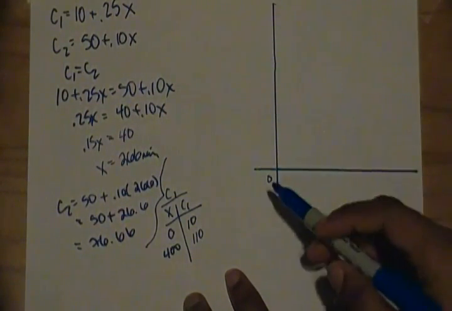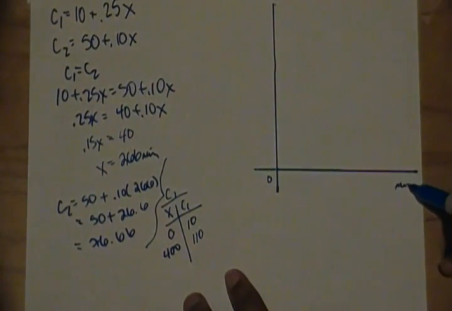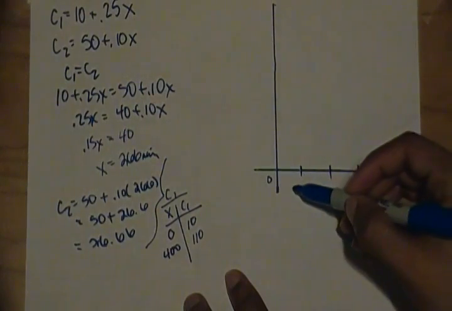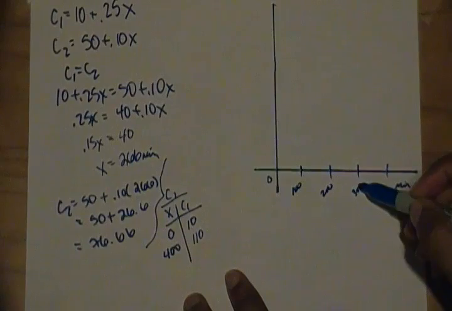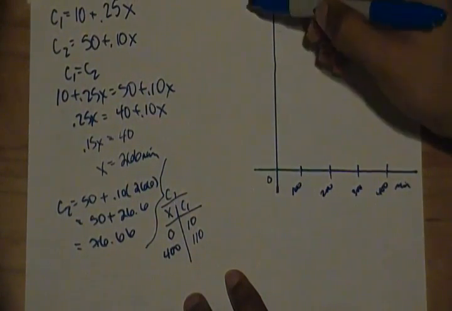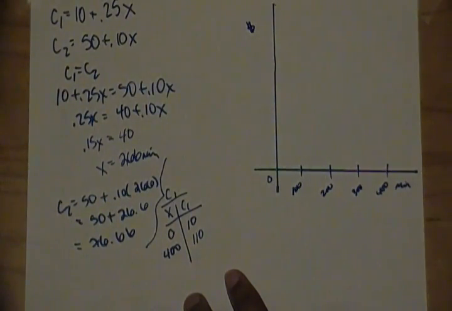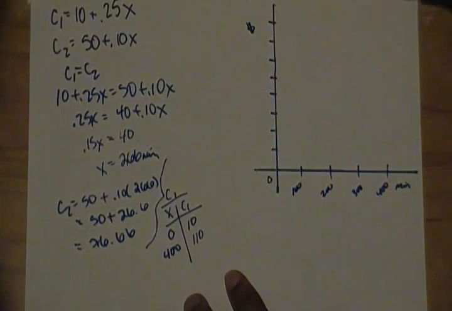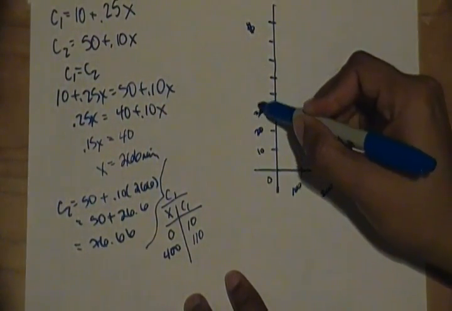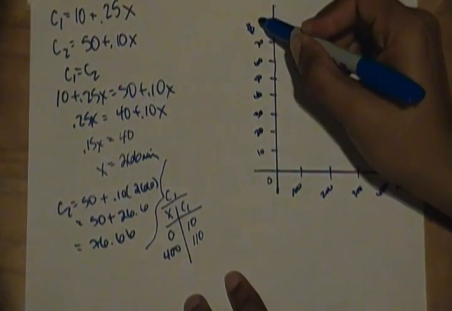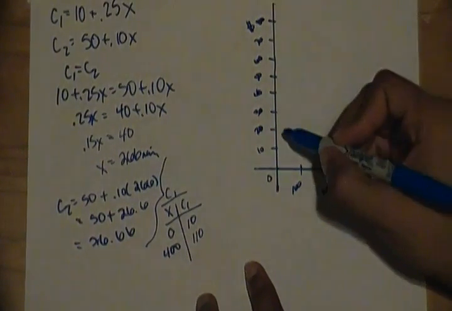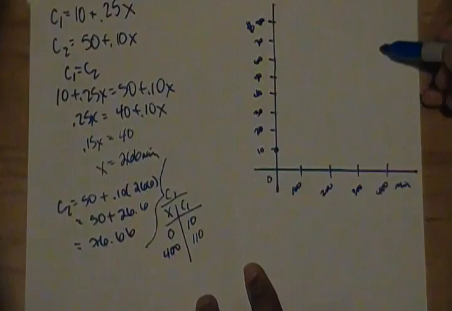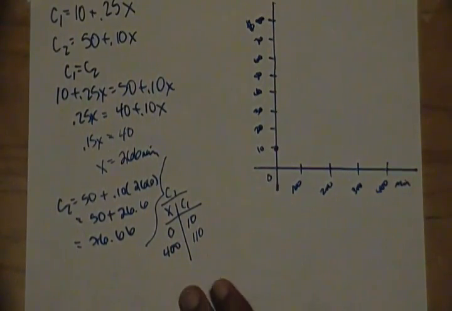So let's go and graph it. My x values are going to be measured in minutes. 1, 2, 3, 4. So that's 100, 200, 300, 400. My y values is money. Let's see, 10, 20, 30, 40, 50, 60, 70, 80. And I have to label it. So the first point is 0, 10. The next point is 400, 110. Ooh, that's all the way up there somewhere.